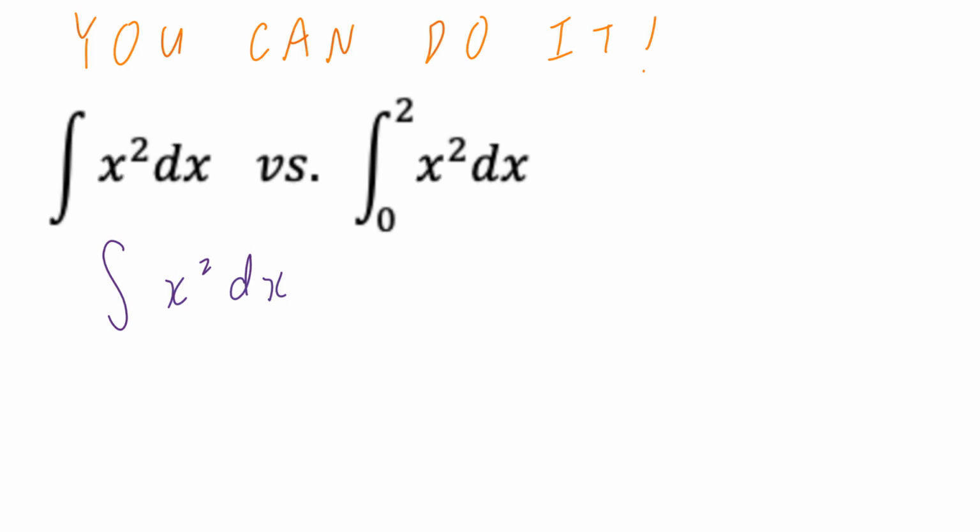When you think about the antiderivative of x squared with respect to x, what you have to do is add the exponent by 1. So 2 plus 1 is going to give you 3. Divide by the new exponent, which is going to be 3.